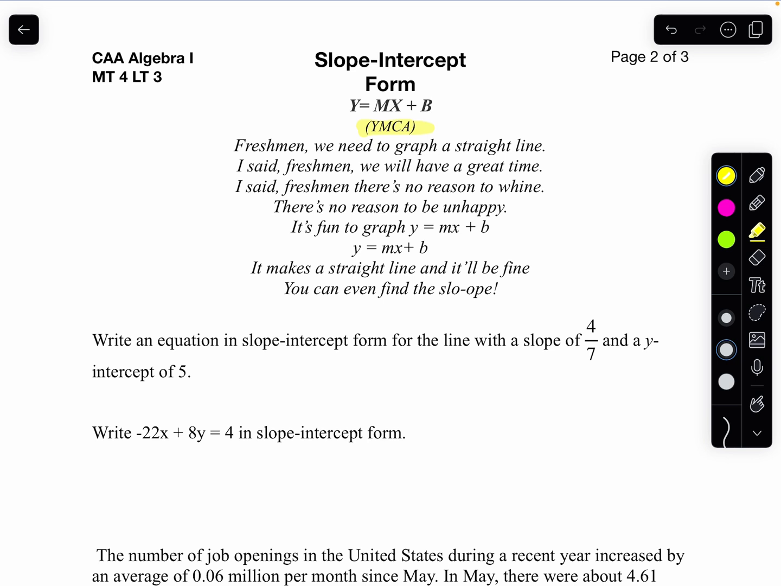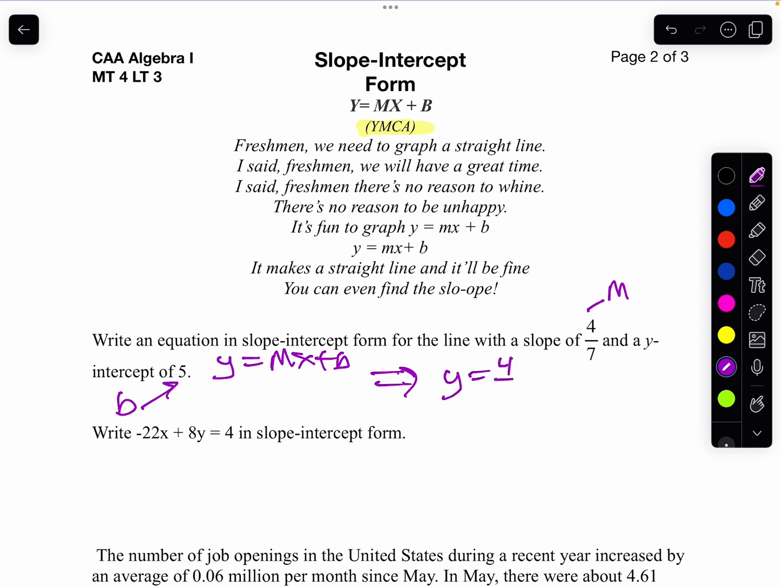Now, on our next question, let's actually do that. I want to write the equations in the form y equals mx plus b. Notice we're given the slope of 4/7, so that's m. And my y-intercept, well, that's b. So all I'm going to do is transform that. I'm going to replace m with 4/7, so y equals 4/7 x, and then plus 5. And that's our equation, slope-intercept form.